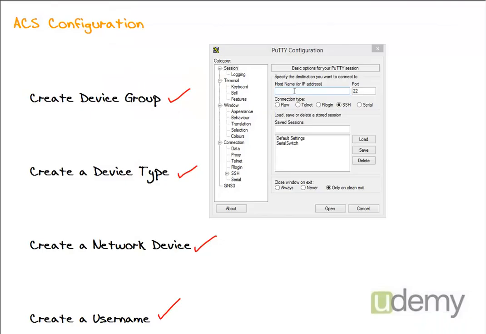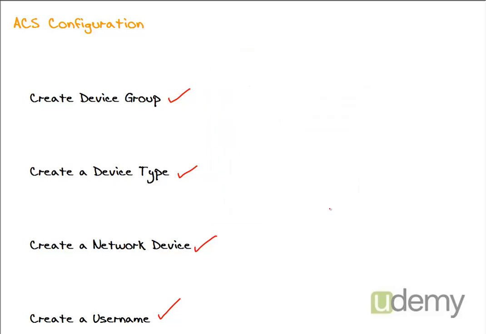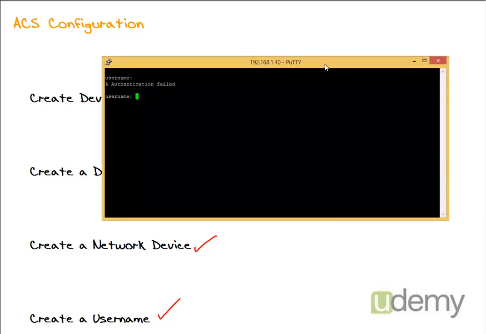Now it's a time of testing. So I use PuTTY, and here I enter 192.168.140, which is the IP address of my switch, and here click telnet and click open. As you see, the switch prompts me for the username, and here I enter admin Cisco. As you see, I log into the switch.